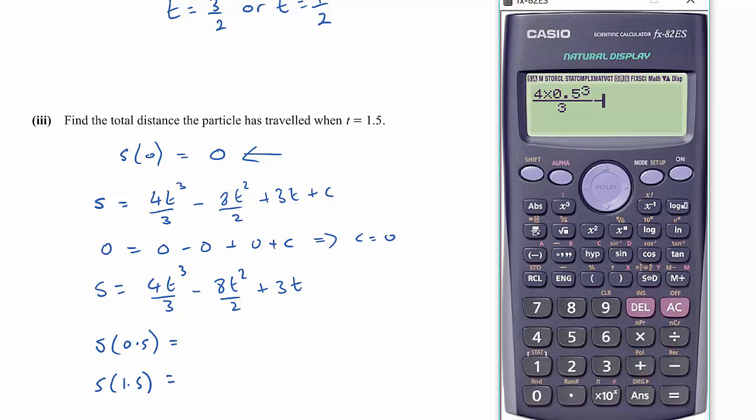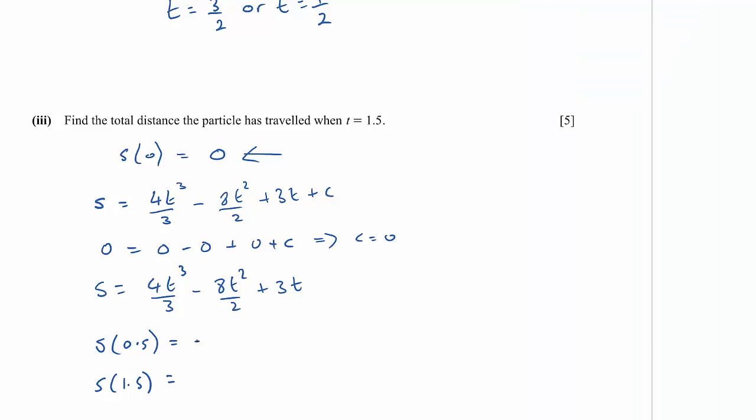take away 8 times 0.5 squared, and that's over 2. I could of course have simplified before I did this, but it doesn't matter too much. Plus 3 times 0.5. That gives me 2/3. Or you might get a decimal answer, 0.666 and so on.